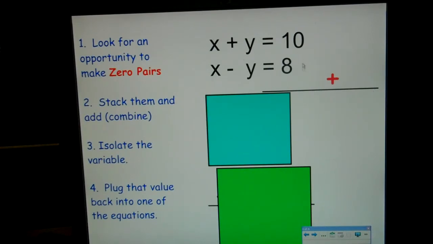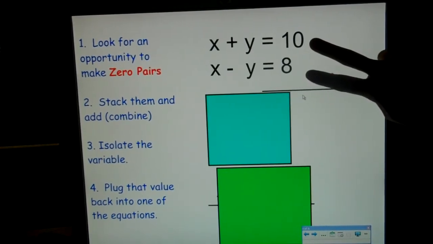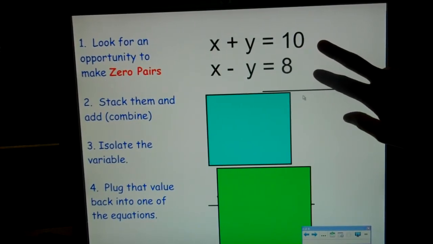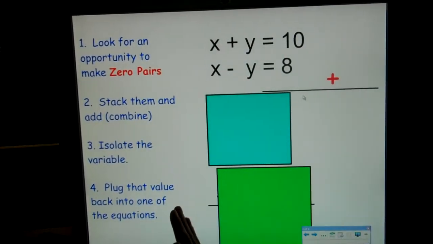Here's our system of equations. Now, you will note that I've already stacked them for you. If they don't come stacked, you need to stack them. Here are some notes on the side. You might want to take a minute now to pause and write that down, so that as I go through this, you have a point of reference. Okay, so go ahead and pause now and write down these notes.